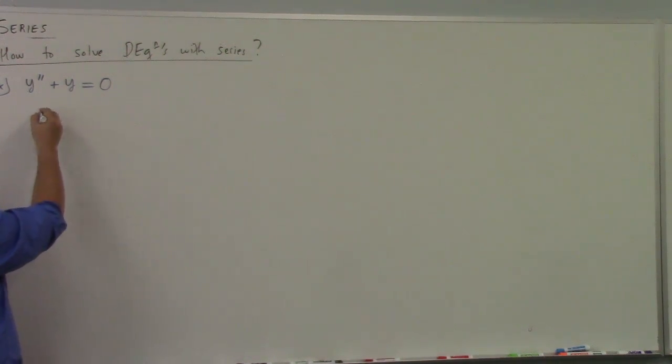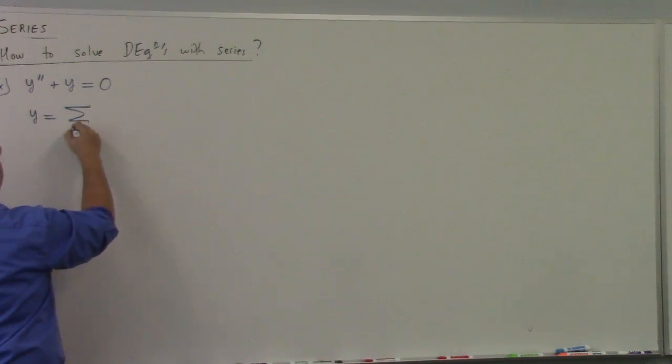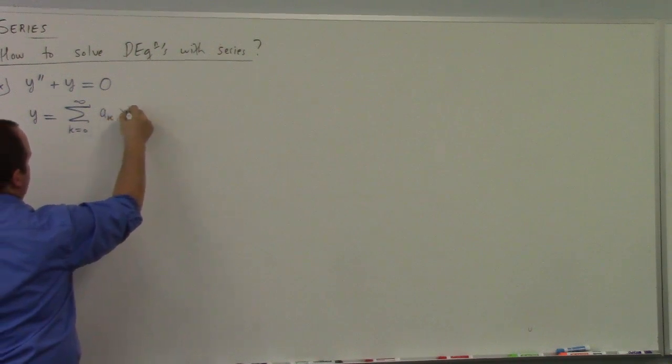Okay, so we suppose that y is equal to the sum, k equals 0 to infinity, of a sub k x to the k.